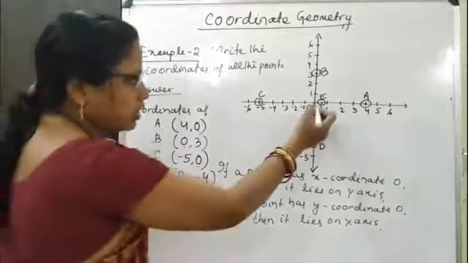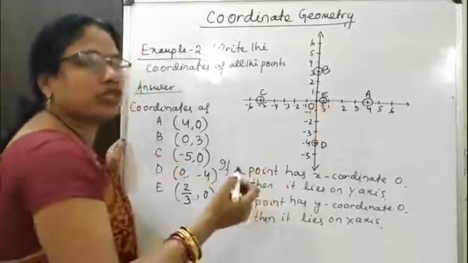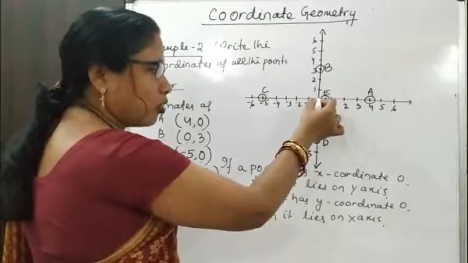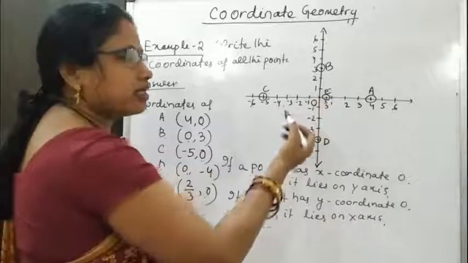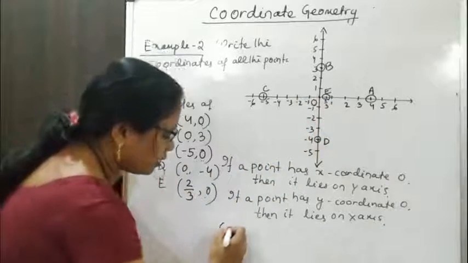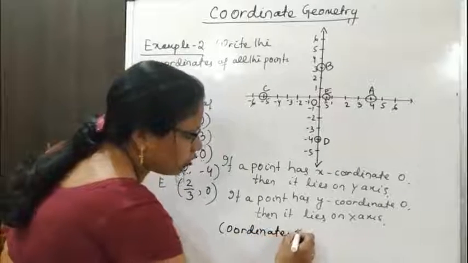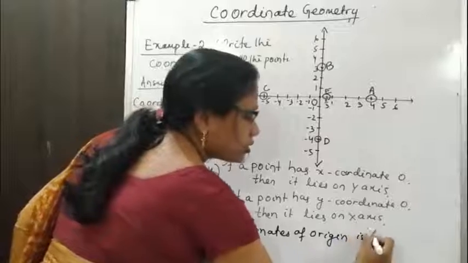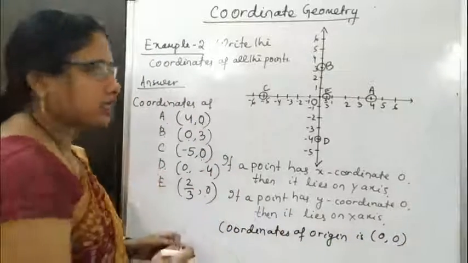So the origin is our O. It has coordinates 0, 0 because the distance of point O from the x axis is 0 and from the y axis is 0. So the coordinates of the origin are 0, 0. The x coordinate is 0 and the y coordinate is 0.